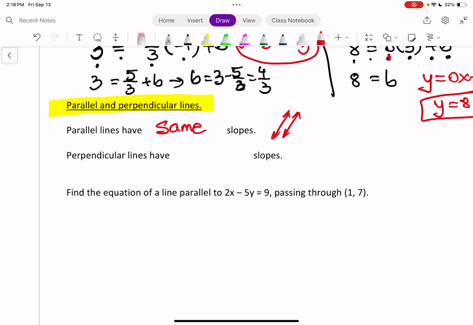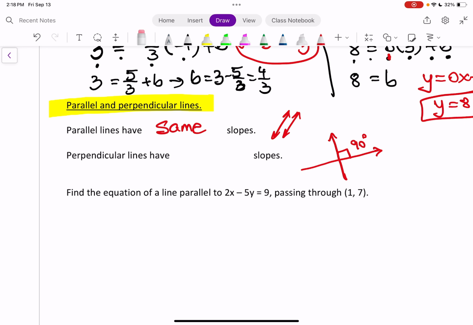Perpendicular lines simply means that they form a 90-degree angle in between. So not that they're just intersecting. Lines can intersect at many different angles. The perpendicular lines have to intersect at 90-degree angles.